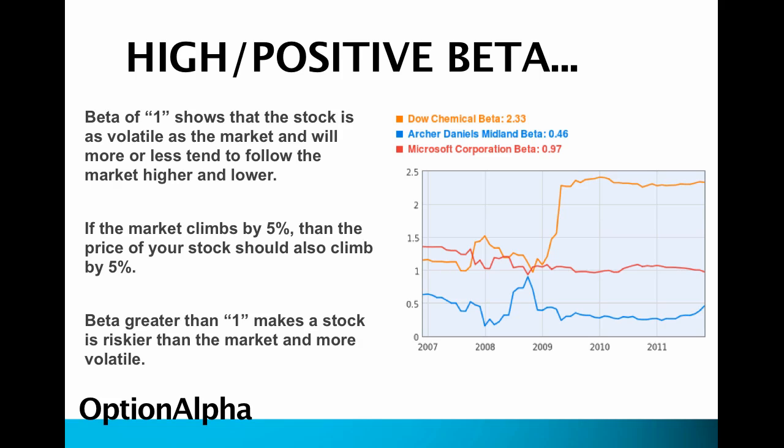Betas greater than 1 make a stock riskier than the market and more volatile. So for example, if a stock has a beta of 2, then the stock is going to climb 10% when the market climbs 5%, possibly. That shows you how the differences in beta work.